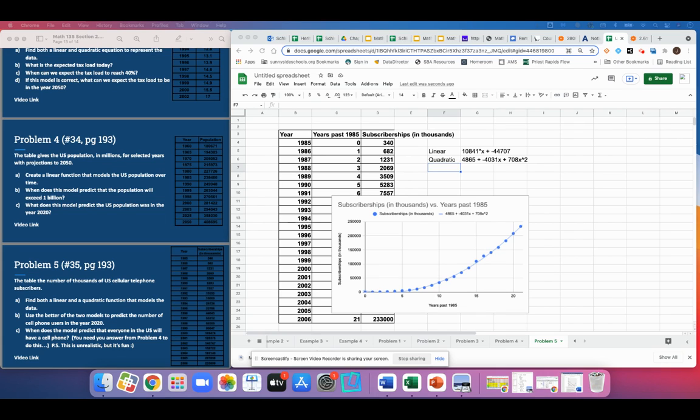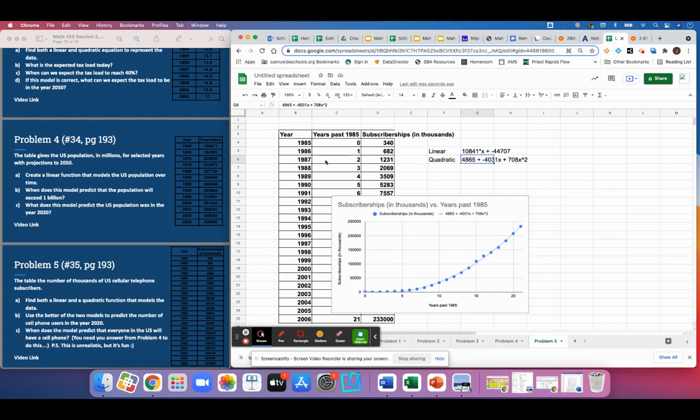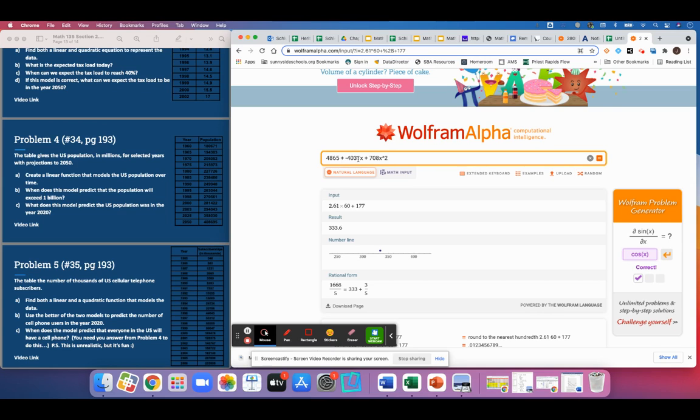Predict the number of cell phone users in the year 2020. I bet it's going to be a bunch. And that's probably going to be correct. If anything, this model is going to underestimate that number because there's a ton of us using cell phones in the year 2020. And so we were going years past 1985, so that is 15 plus 20 is 35. So our x values here, everyone, are going to be 35. Remember to put the star in there for multiplication.